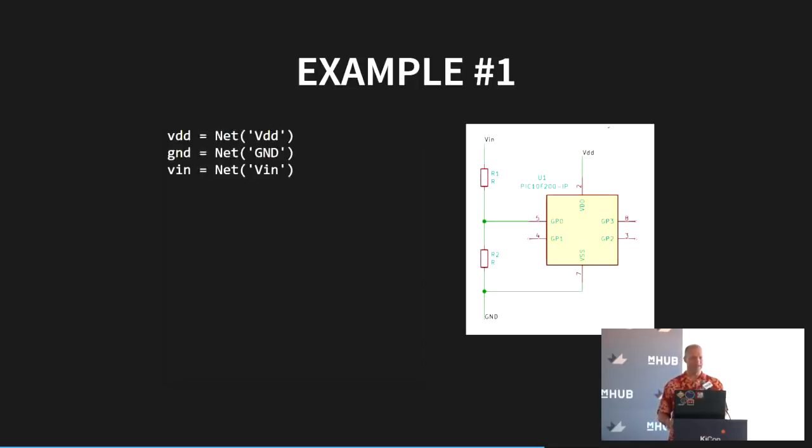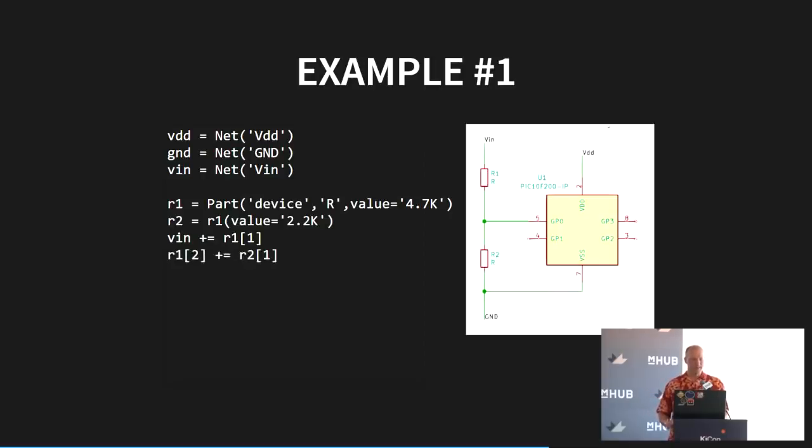First, I'm going to define three nets: VDD, the power supply, the ground, and the voltage input. Then I'm going to define a resistor, R1, which has a value of 4.7K. I'm going to copy R1, make it identical, but just change the value to 2.2K, and that'll be R2. Then I'm going to take the input voltage and apply it to the first pin of R1. I'm going to take the second pin of R1 and connect it to the first pin of R2. And then I'm going to put R2 in and connect the other end of it to ground. That's my voltage divider.